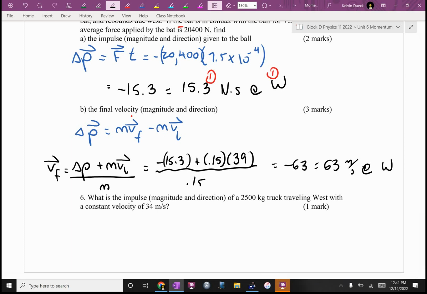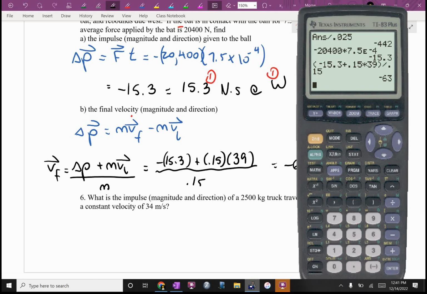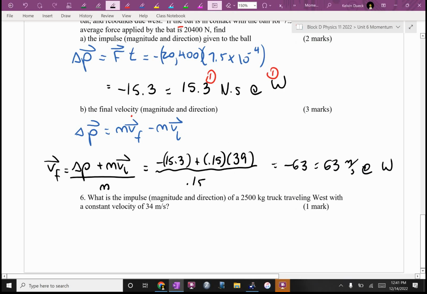My brain is thinking it's not. You got something different? You got that? 63? Negative 63? Let me just double check my math, my typing. No, maybe I am good. Maybe I'm just misremembering. I would give you 1 mark for the magnitude, 1 mark for the direction, and then I would probably give you 1 extra mark if I saw this equation somewhere along the way.